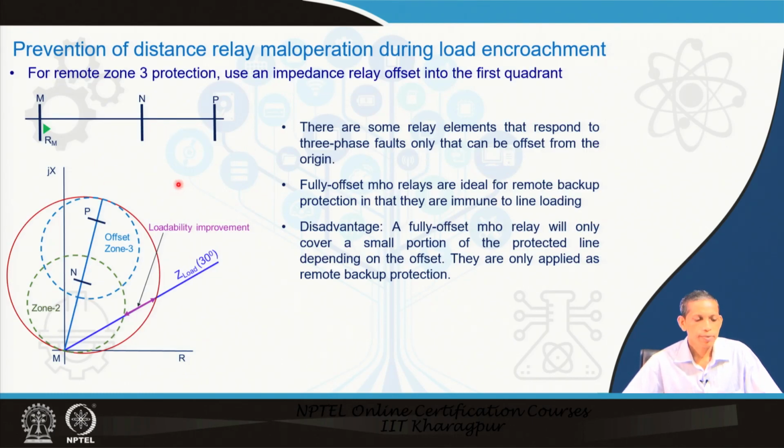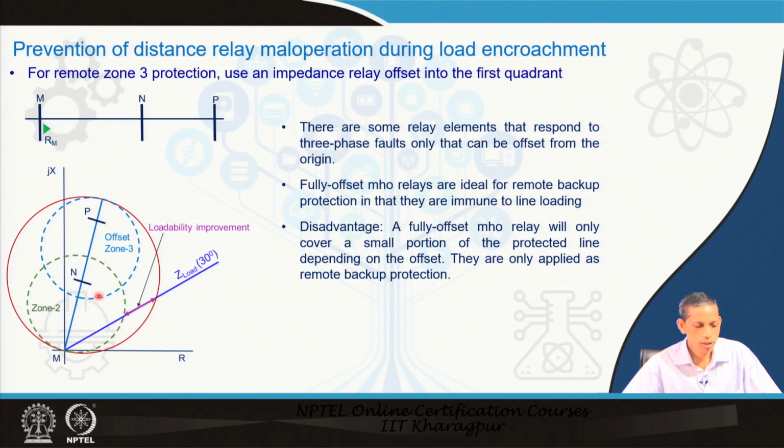The third one we will see is remote zone 3 protection. For zone 3 protection, use an impedance relay offset into the first quadrant. The problem we see is the load encroachment issue, where the load may come inside this region. So, instead of that, for the corresponding line backup protection, zone 3 will be available here. This zone 3 will make an offset one like this, not like this one.